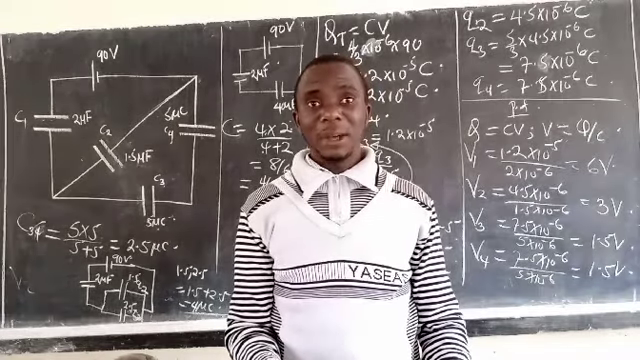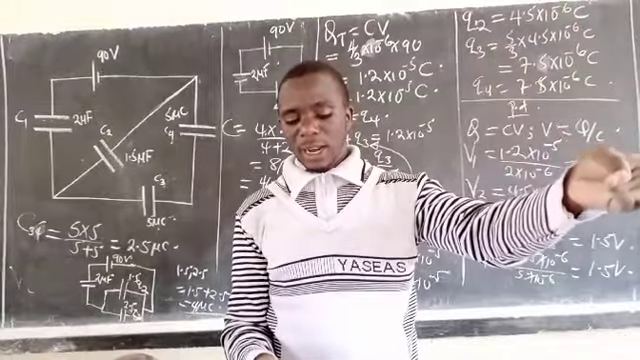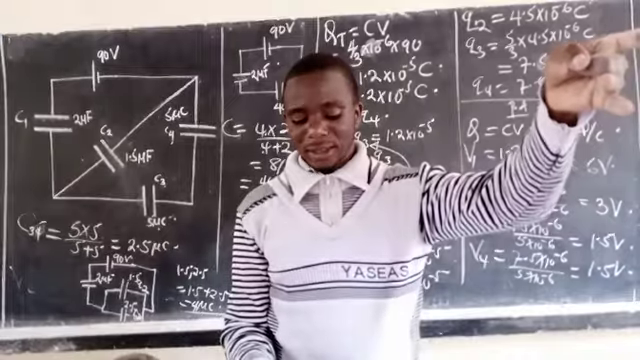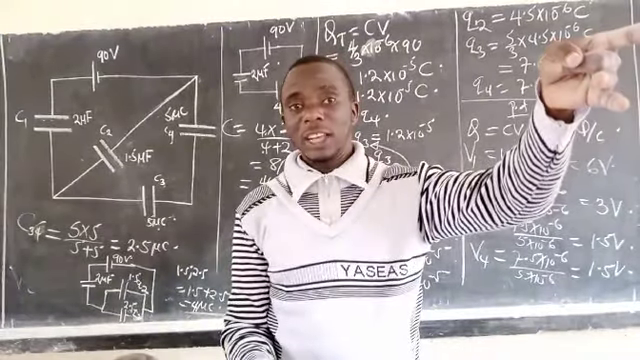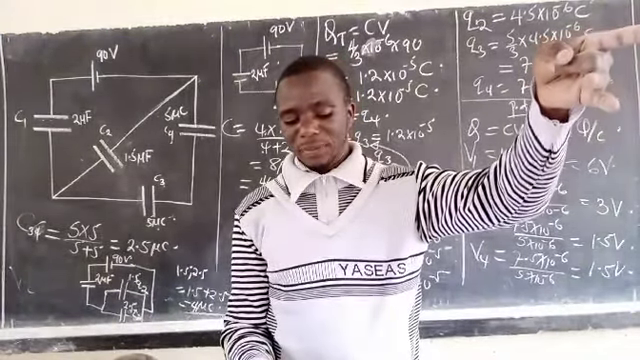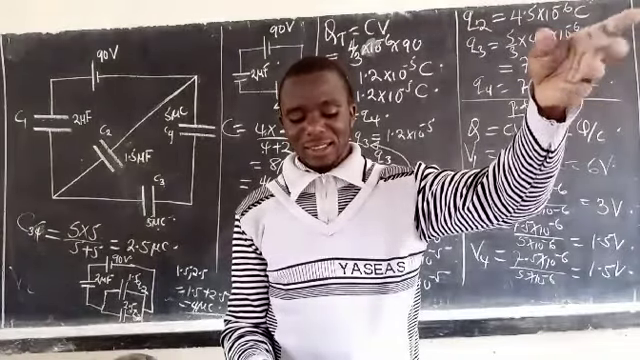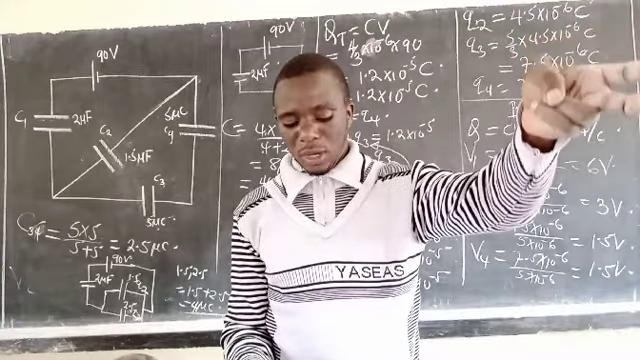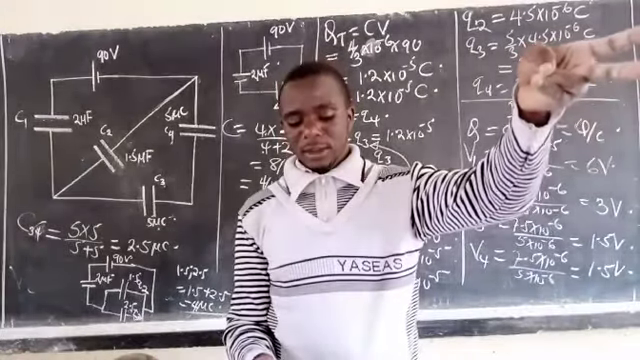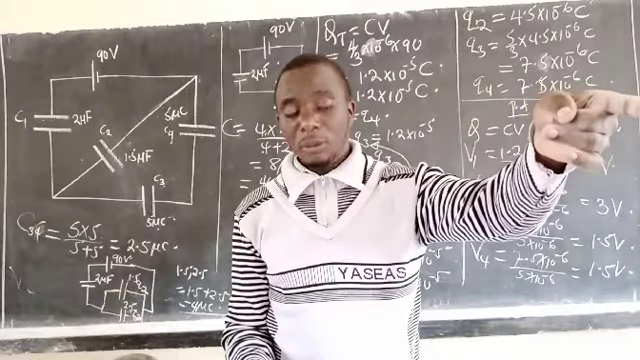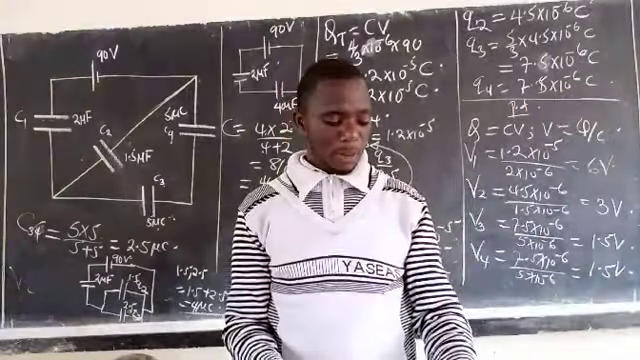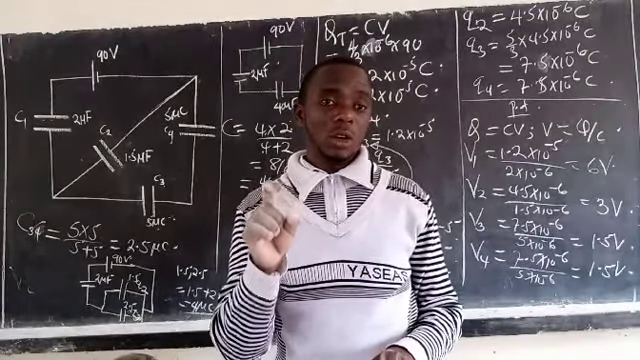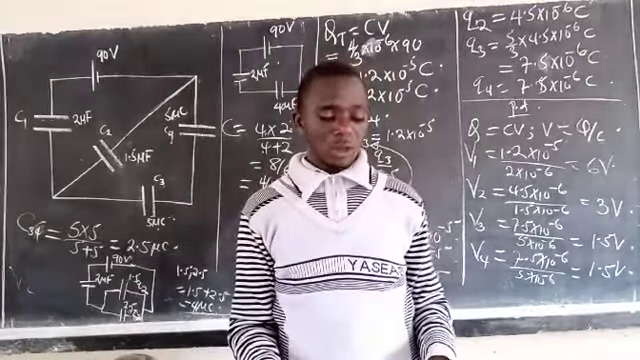3 capacitors of capacitances 4 microfarads, 6 microfarads, 12 microfarads are connected in series across a 6V DC supply. Calculate the charge on the 12 microfarad capacitor, the total energy stored in the capacitors, and the PD across the 4 microfarad capacitor. For the part of the total energy, let me challenge you, feel free to leave it. One of the lessons that are following, you are going to handle that.